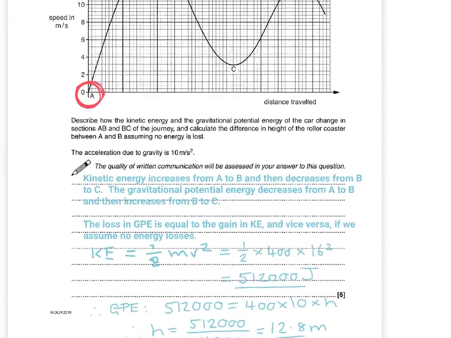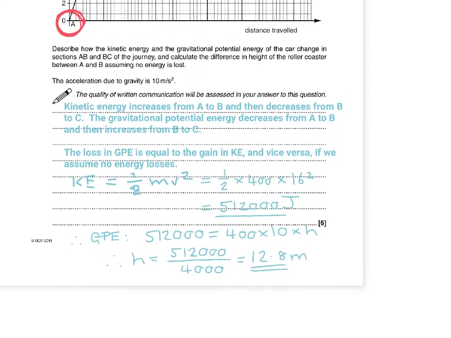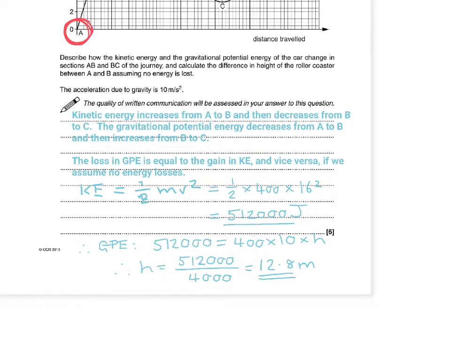So scrolling down to the question and the answer, to see if it fits. There we go. So we've got: describe how the kinetic energy and the gravitational potential energy of the car change in sections A, B and B, C of the journey, and calculate the difference in height of the roller coaster between A and B, assuming no energy is lost. That's what we like to do as physicists. We like to assume there's no friction or air resistance because it keeps things very simple.